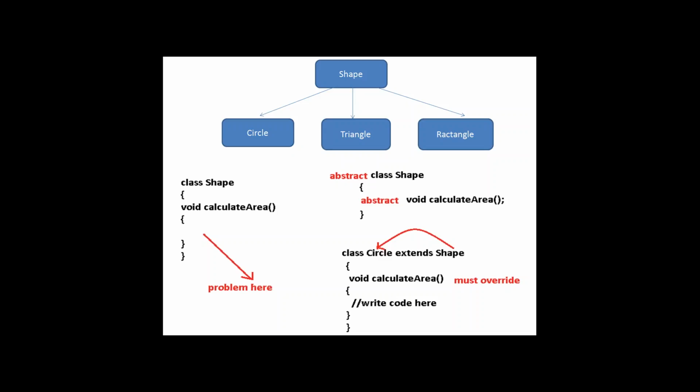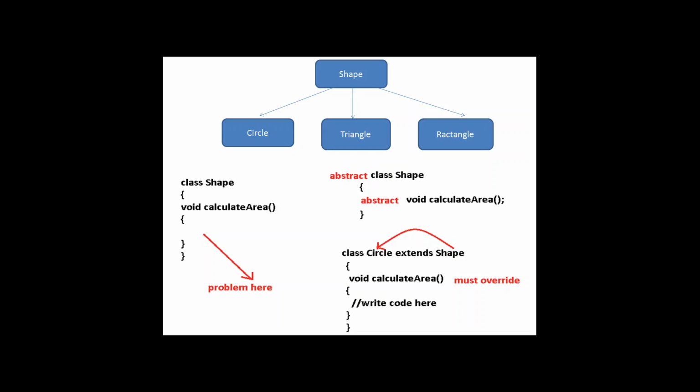body of calculate area, terminate it with a semicolon, and write the abstract keyword before the void calculate area function. So this method becomes an abstract method and this class becomes an abstract class. An abstract class may or may not contain an abstract method. A method that doesn't have any body is known as an abstract method. So an abstract class is an incomplete class.